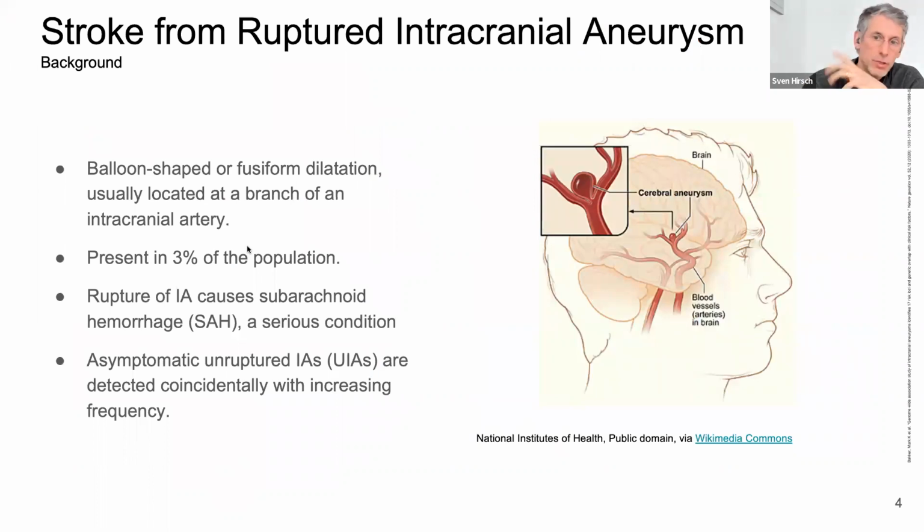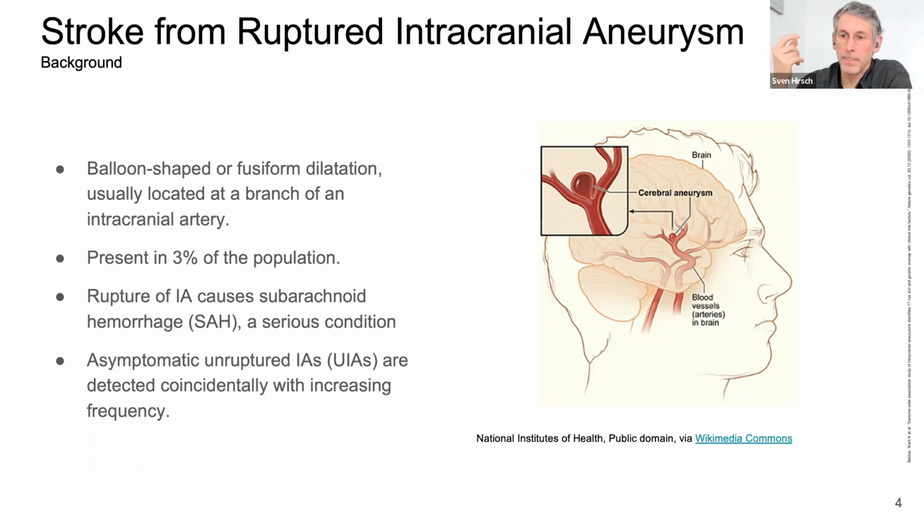These aneurysms can be balloon shaped, or sometimes fusiform, but they are always dilations of the blood vessel. In the brain, 3% of the population harbor one, so it's not uncommon. Usually they remain silent, but if they rupture, people have a stroke, and there are different types of strokes. There are hemorrhagic strokes, that means a bleeding, that's an aneurysm. And then there's an ischemic stroke, that means a blockage, that would be a thrombus, a different kind of stroke. So here we're talking about hemorrhagic strokes.